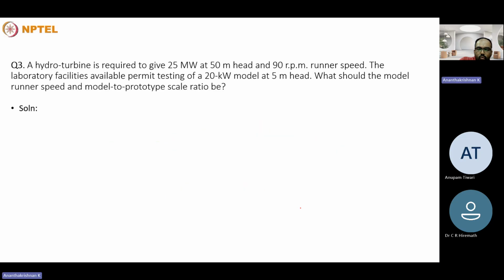Now we can move into a small numerical based on the prototype and model speeds, runner speeds. A hydro turbine is required to give 25 megawatt at 50-meter head and 90 RPM runner speed. The laboratory facilities available permit a testing of a 20 kilowatt model at 5-meter head. What should the model runner speed and model to prototype scale ratio be? You can do it and try to solve it. I'll also try to solve within a minute.